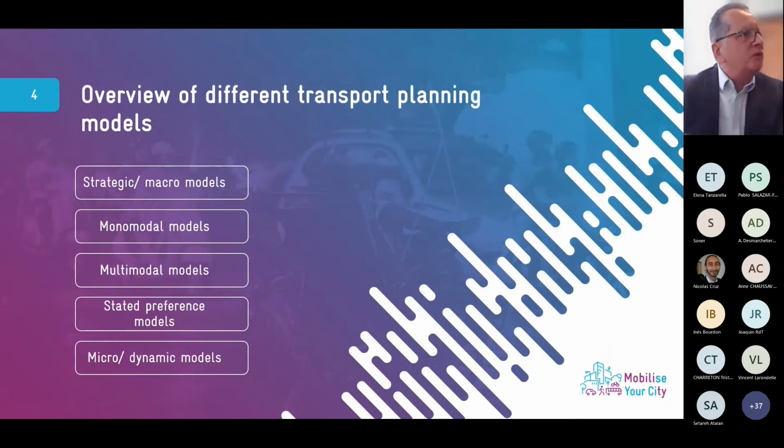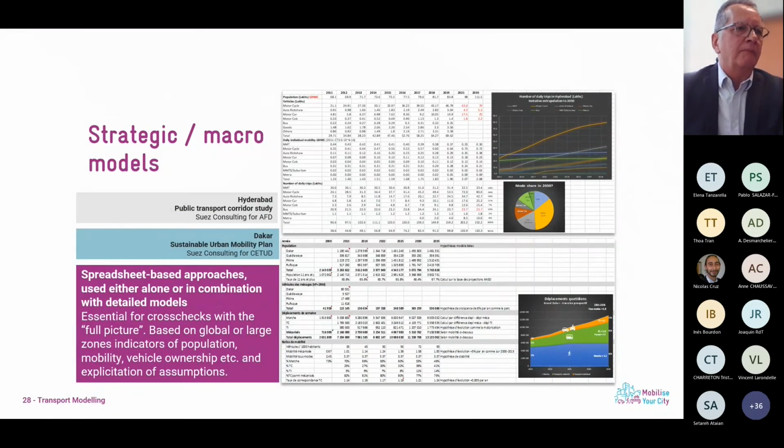Now let's go to the next section where we will speak of the different transport planning models, not softwares. And these categories, I would not say that they are something universal. There might be different ways of classifying the methodologies, but this will give an overview.